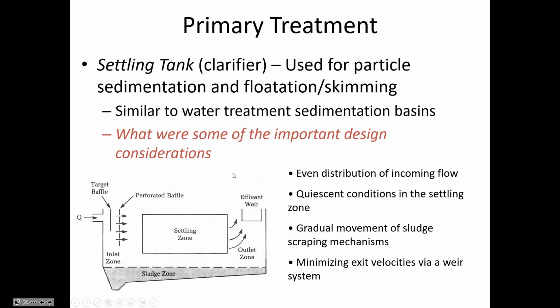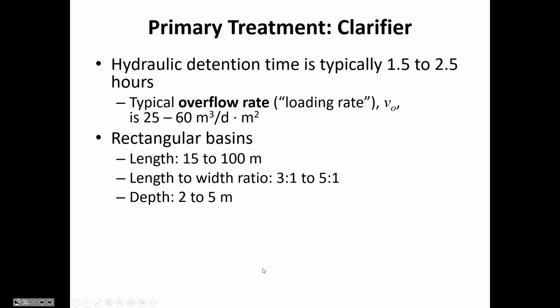So evenly distribute the incoming flow, calm quiescent settling conditions, gradual movement of any kind of device in the sludge zone that won't send, number one, the sludge back upward. We don't want to disturb the sludge that's settled, but then at the same time you don't want to have any kind of vortices coming up into the settling zone from the sludge wiping mechanism.